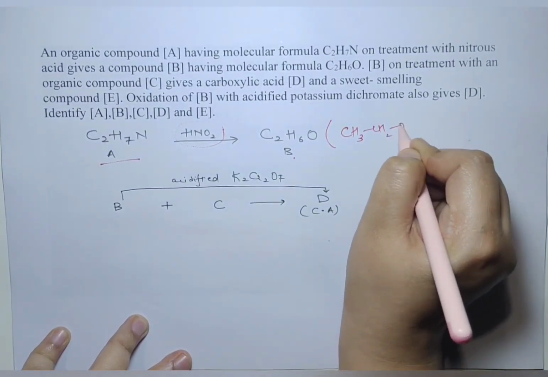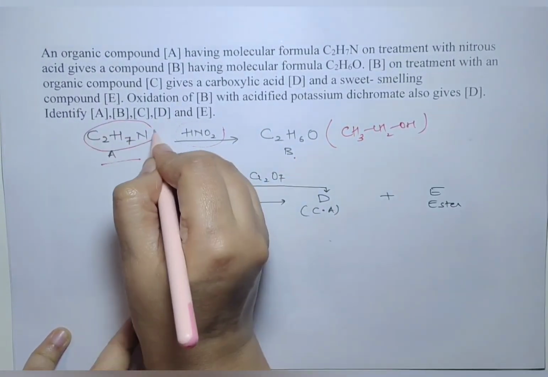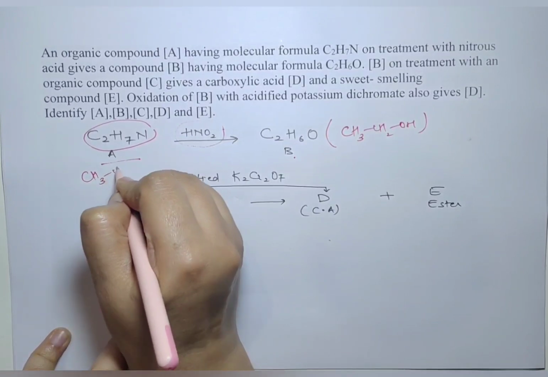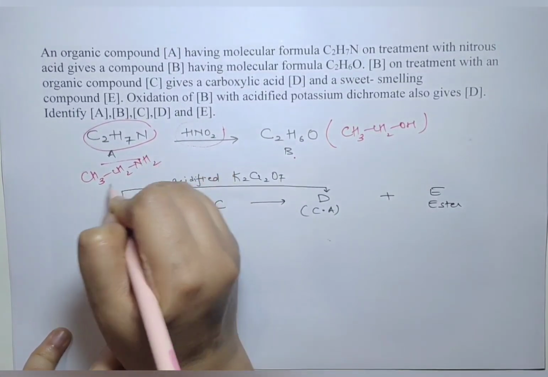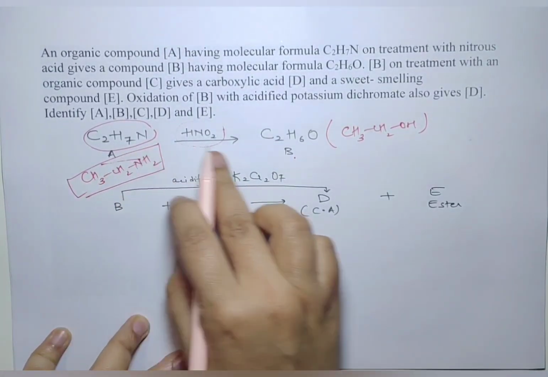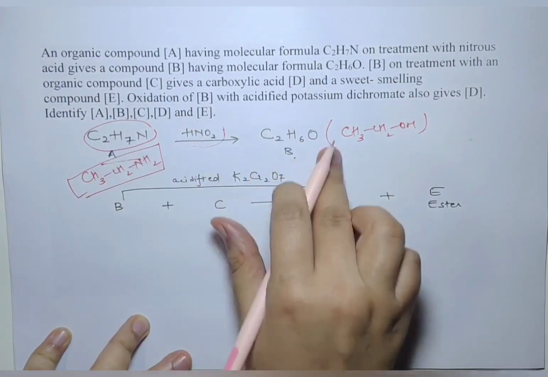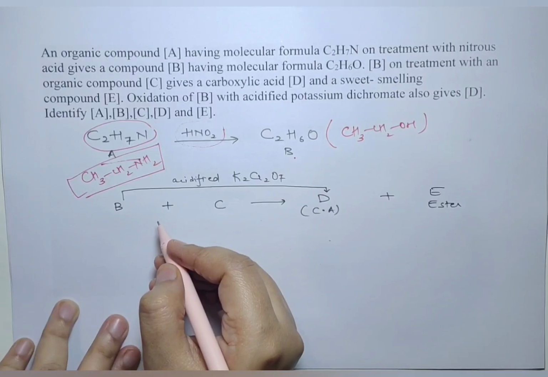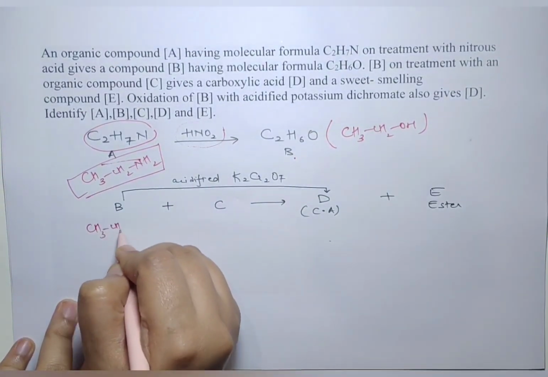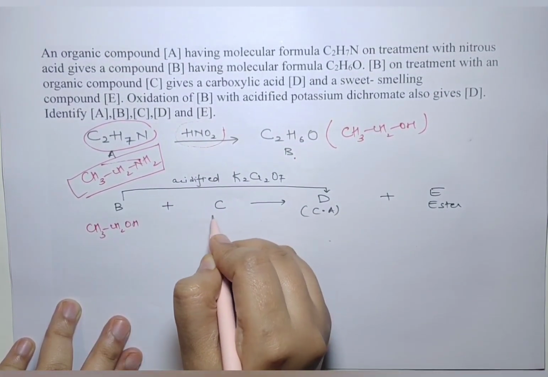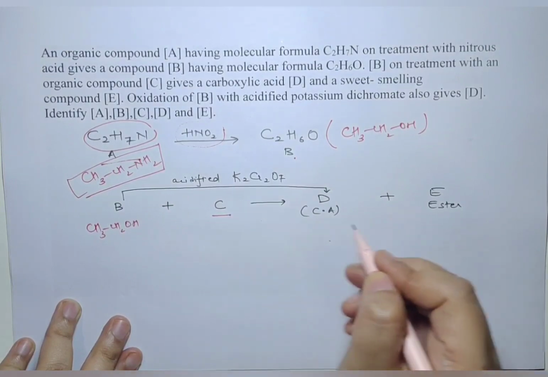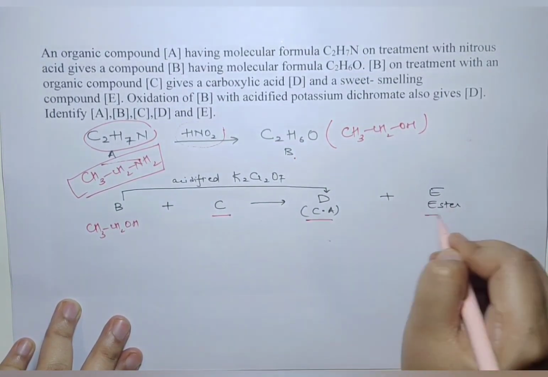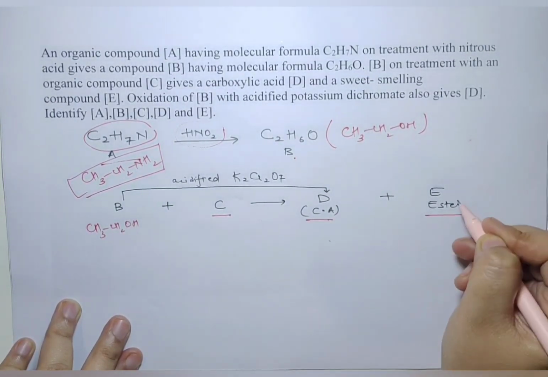This is our alcohol and this would be our primary amine. Okay, so this much we could figure out only by this statement. So what else do we know? Our B, that means our ethanol, combines with C, an organic compound, and gives us D and E. D is a carboxylic acid, E is an ester.